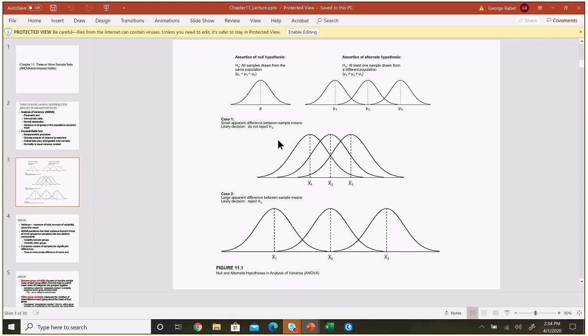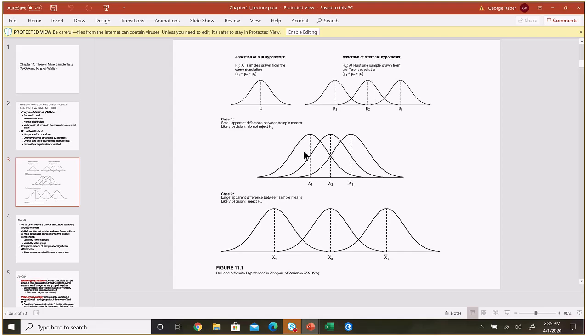Okay, so the assertion of the null hypothesis is that all samples are drawn from the same population, and it's just a single population. So the alternative hypothesis is that each group, if it was either the high, medium, or low countries and their percentage of labor force, each group is really a different group. They're not really the same population.